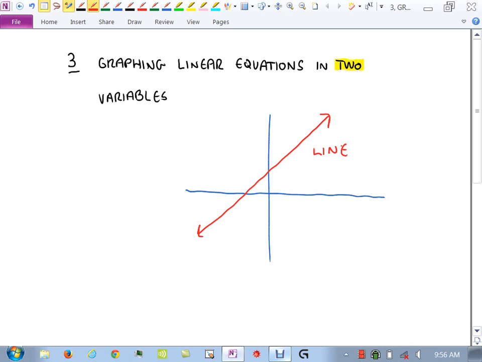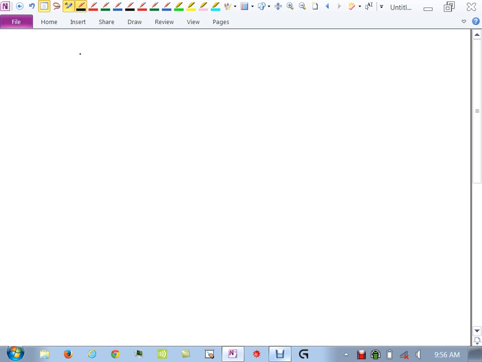But before we can start drawing lines, we have to first make sure everybody is comfortable with what's called the rectangular coordinate system. So that's where we begin, and that's what the first section is about. The rectangular coordinate system. So now we are actually in the first section of this chapter, 3.1. The rectangular coordinate system.